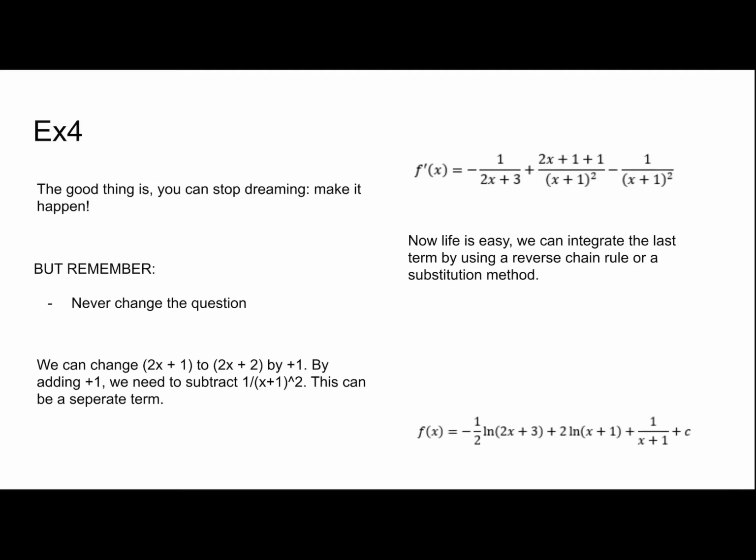So it should be ln of x plus 1 squared, but by using log rules, I take the squared back out into the coefficient. So I get 2 times ln of x plus 1, that's our log rule. And if we integrate -1 over x plus 1 squared, we get plus 1 over x plus 1 plus c, our constant of integration. And that's the answer.